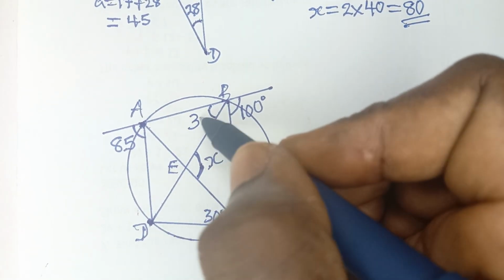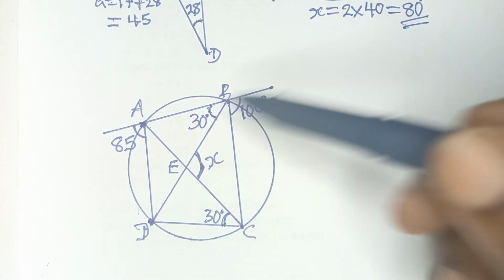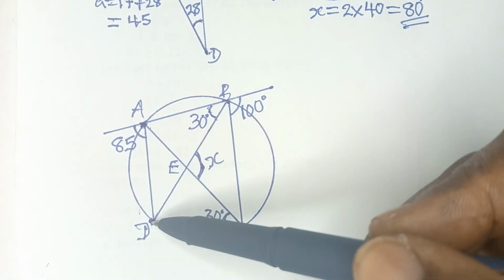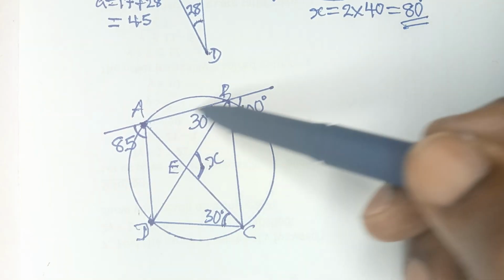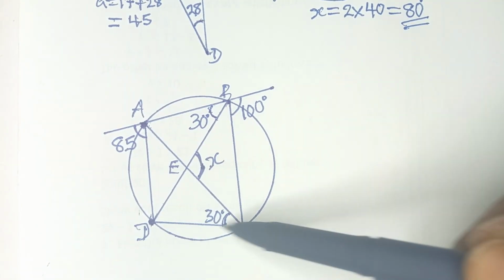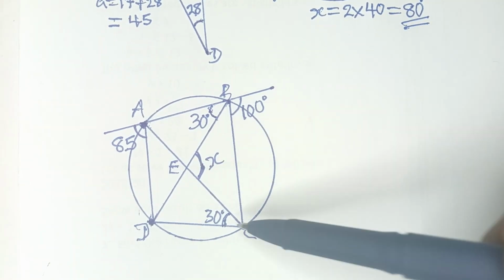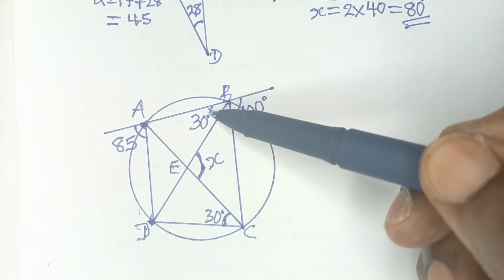Because they are angles in the same segment. And angles in the same segment are equal. So they come from the same points. These points A and D form angle B here, and then form angle C here from the same points A and D. So they are angles in the same segment, so they have to be equal.